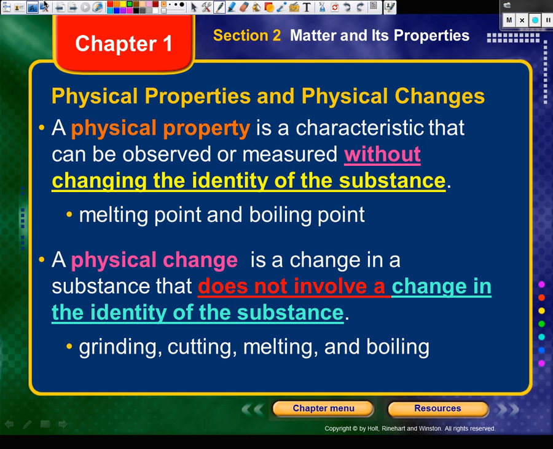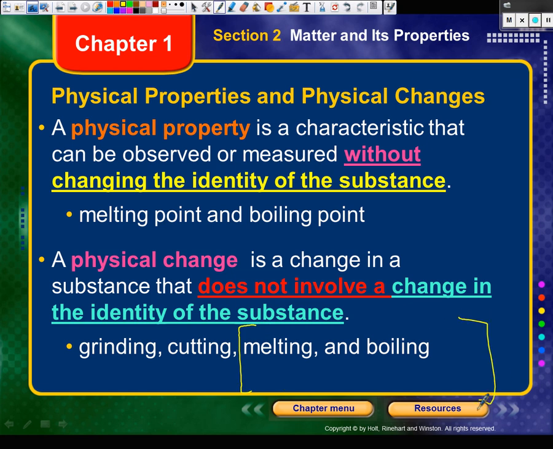Even though melting and boiling actually change the physical appearance, do you agree? If you grind salt and pepper, does it still look like salt and pepper? If you cut a piece of wood, does it still look like wood? But when you melt water, does it look the same as it originally started? No. When you boil water, does it look the same as it originally started? So that is why these two things are very difficult for people to understand. Okay?